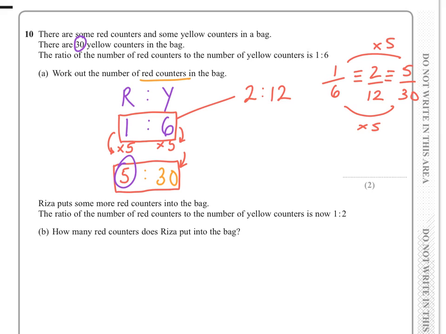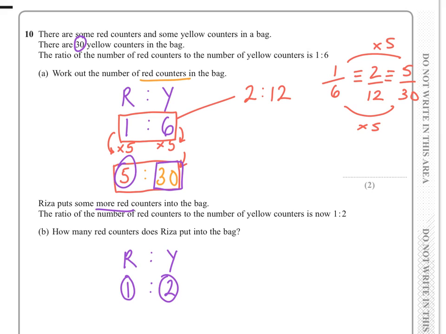Now some more counters. It says more red counters are put into the bag, and the ratio now between red and yellow counters is 1 to 2. So if you think about it, that means for every 1 red counter there's twice as many yellow. Well, it never said anything about putting more yellow ones in, did it?